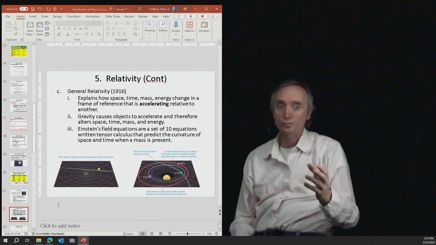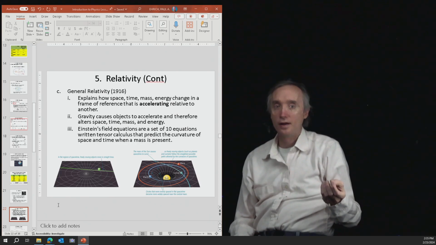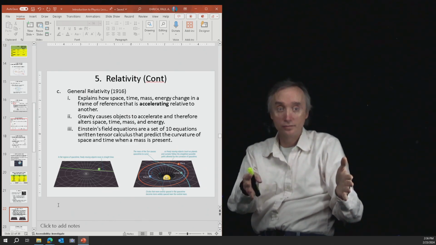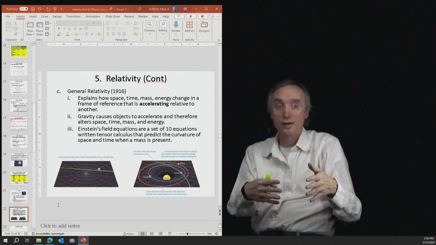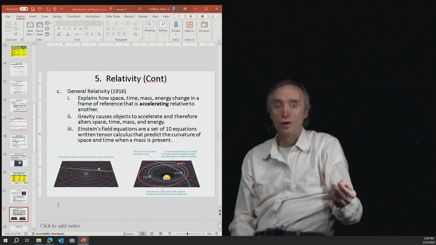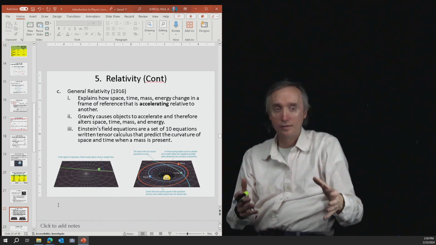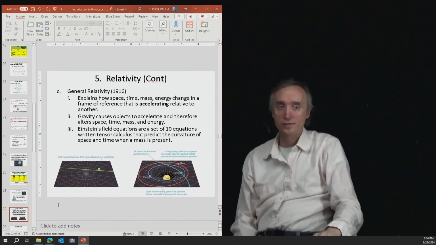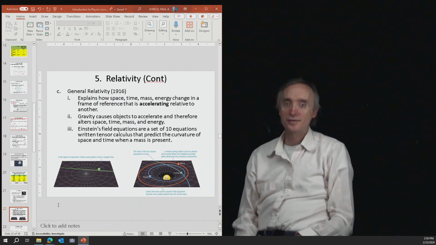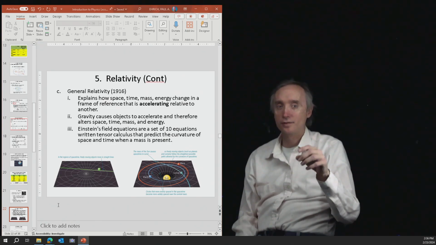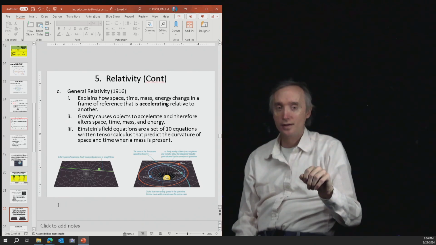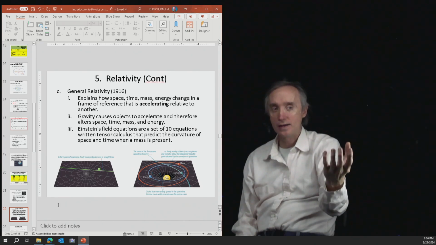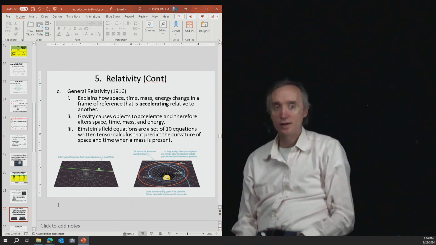And in order to do this, he found also that measurements of length and time and energy, so all of the things that we normally think of as unchanging, will change in an accelerating system. And in order to do this, he came up with 10 equations that would relate the mass of an object to how it bends space and time.